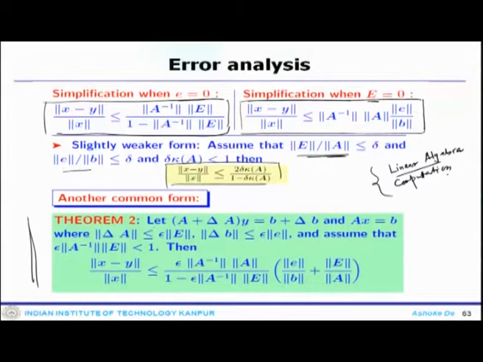So, let A plus delta A y equals B plus delta B and A x equals B, where the norm of delta A is less than or equal to epsilon times the norm of A, and the norm of delta B is less than or equal to epsilon times the norm of B, and assume that epsilon times the norm of A inverse times the norm of A is less than 1. Then it satisfies this inequality.